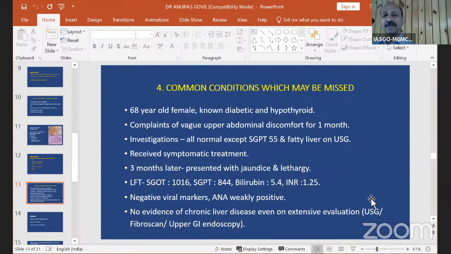We are happy. We've reached somewhere. Sent on symptomatic treatment and vitamin E for fatty liver. 3 months later, she presents again. Now she's got jaundice and lethargy. Her LFTs are deranged.